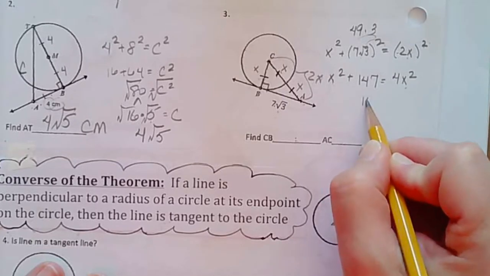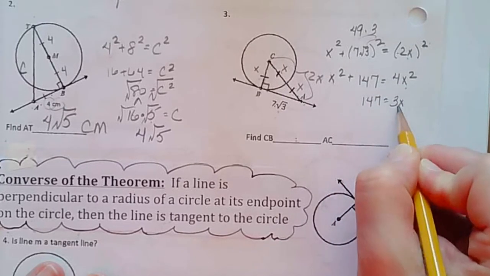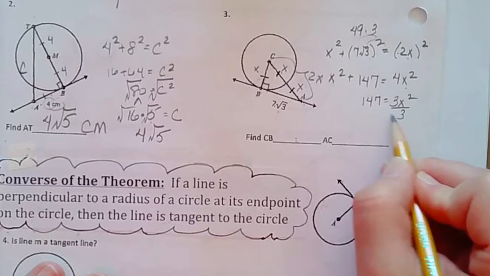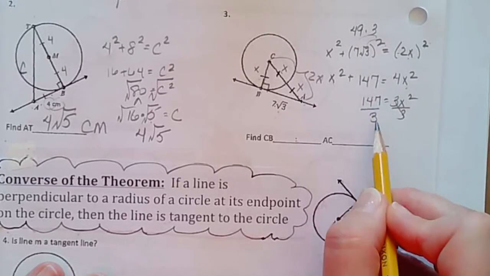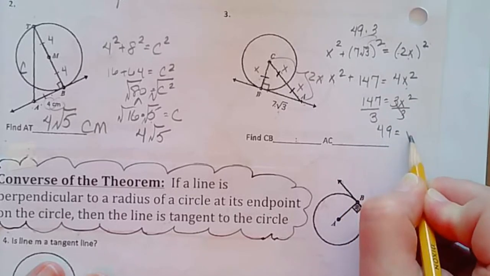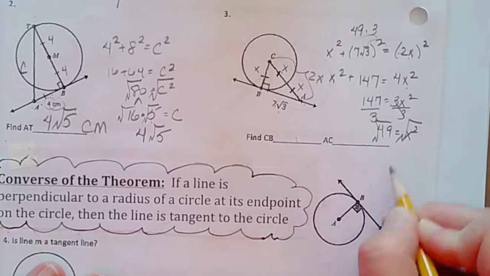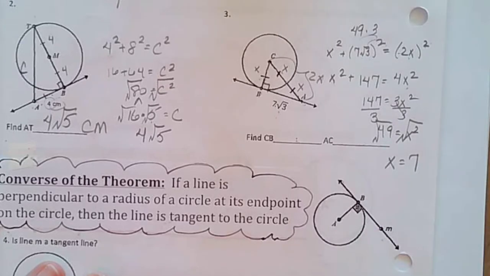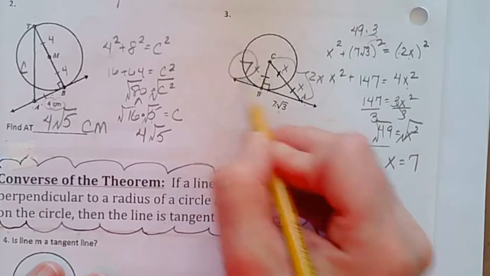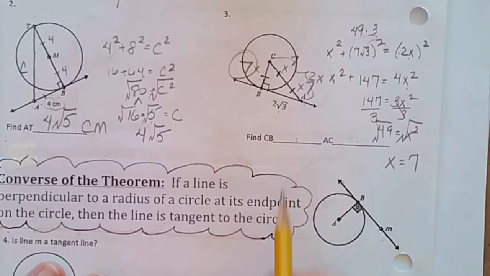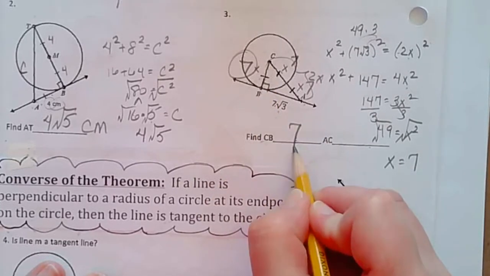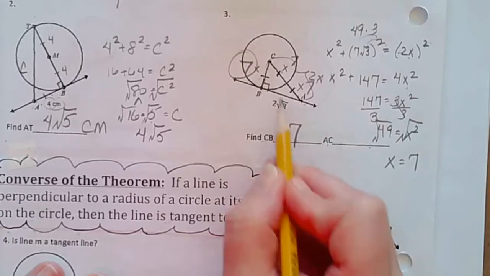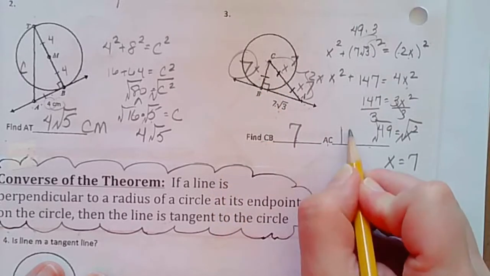Minus x squared to this side. 3x squared, get the x alone, divide by 3. Well, 147 divided by 3 is 49, equals x squared. Take the square root. That'll work. X is equal to 7. So, at least it worked out nicely, right? 7, 7, 7. So coming down to my answers, CB, that's the radius, that's 7, and AC is 7 plus 7, that guy here is 14.